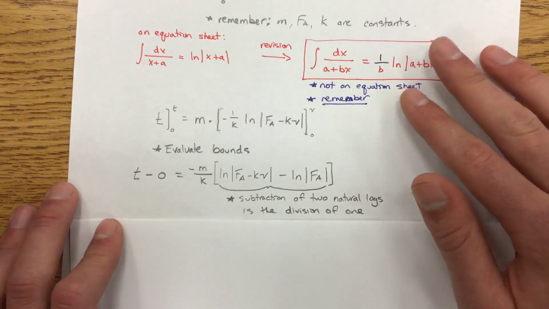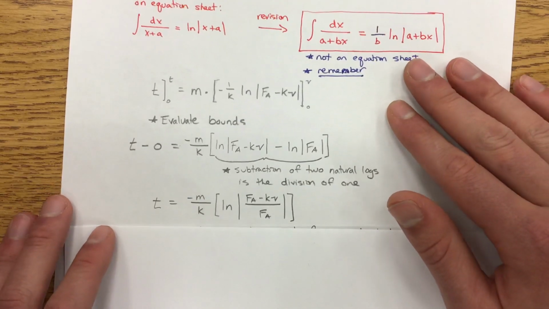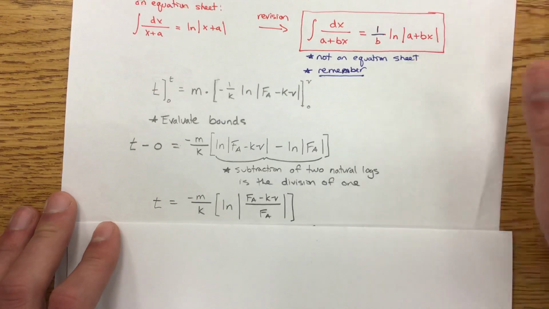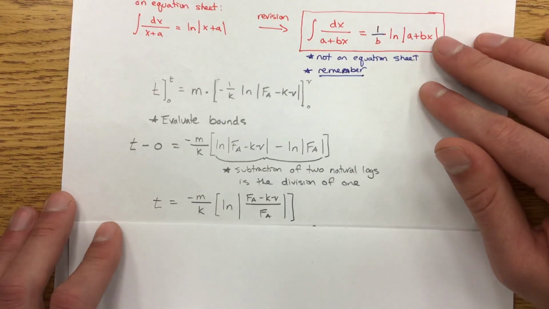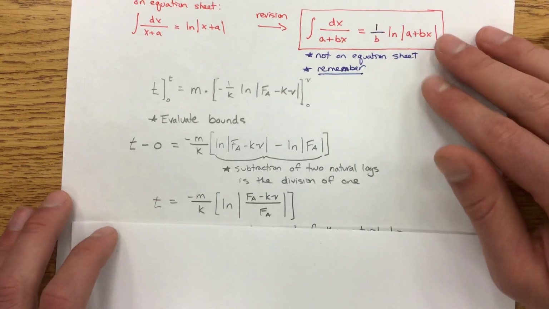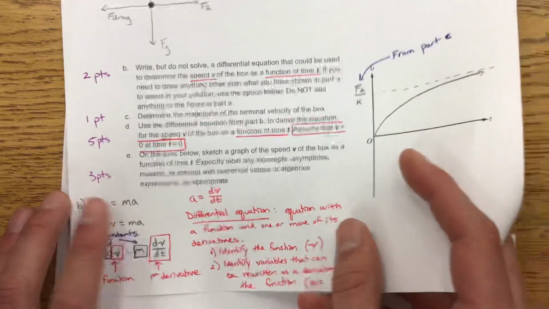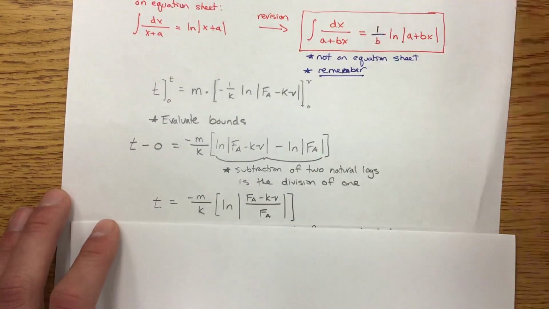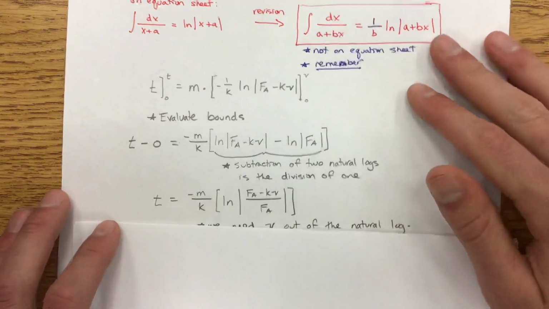Subtraction of two natural logs is the division of the insides. So I'm going to rewrite this as t is equal to negative m over k times the natural log of F sub A minus kv over F sub A. Now, remember what we're looking for here. It's easy to kind of forget what you're looking for. We are looking for the speed as a function of time. Currently, speed is inside of this natural log. I need to get it out of that natural log.